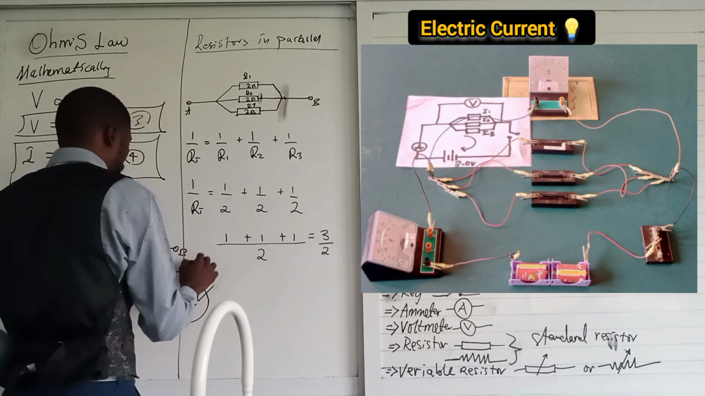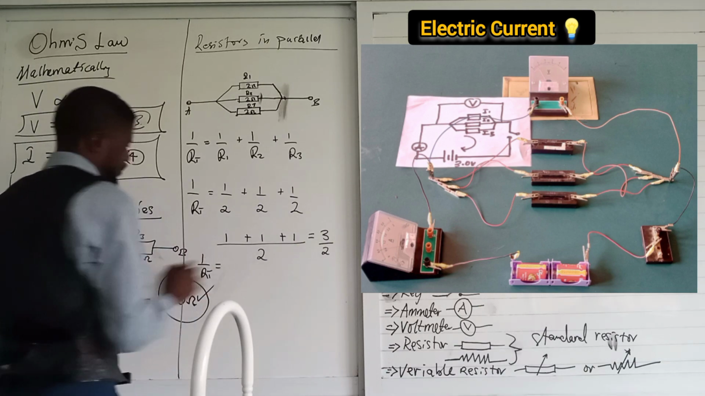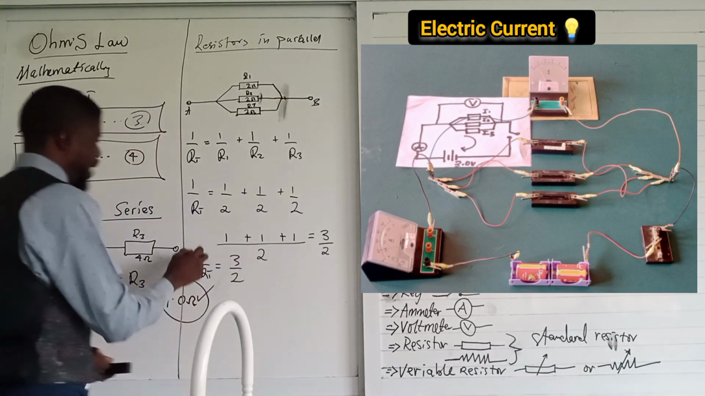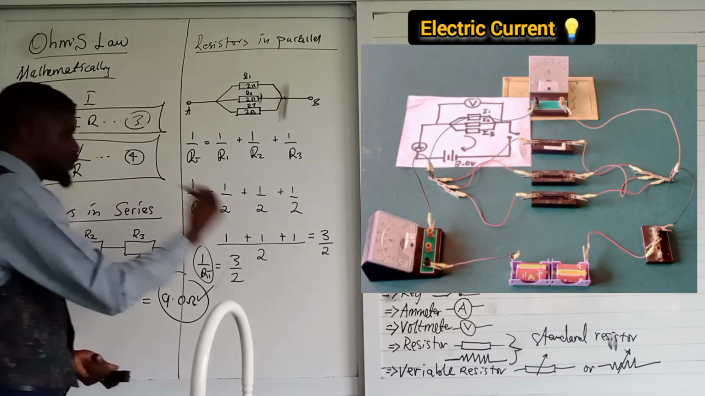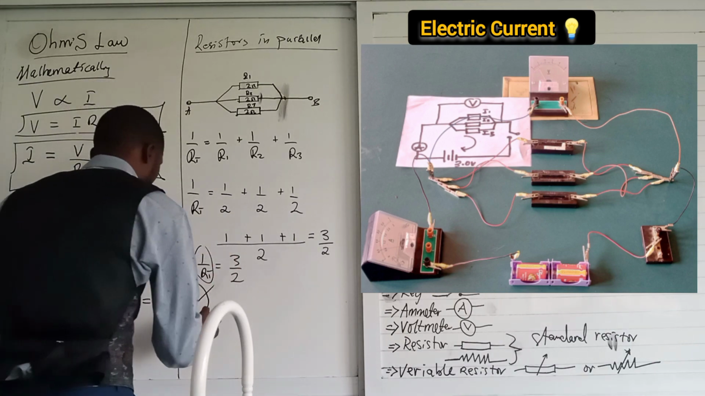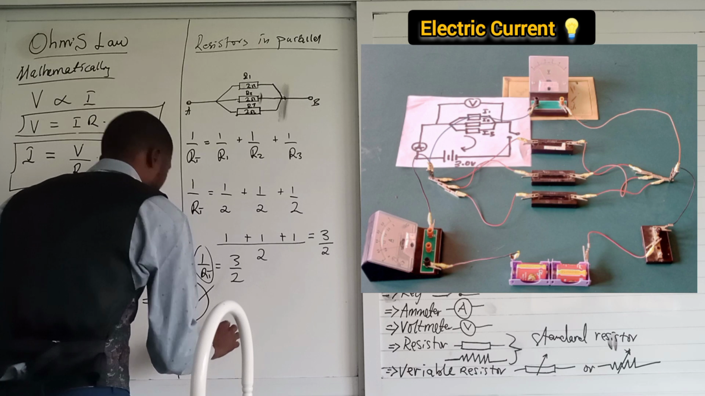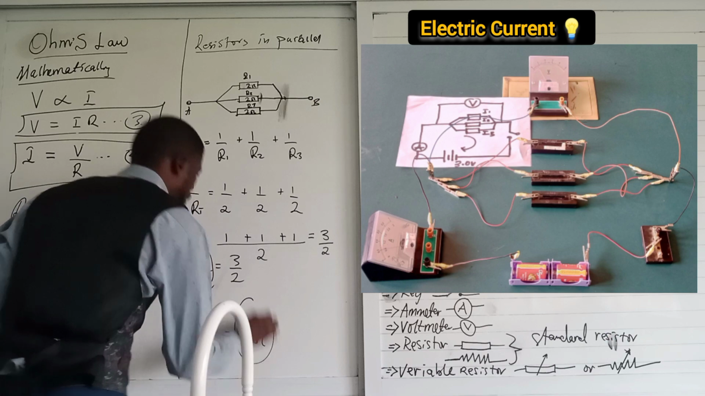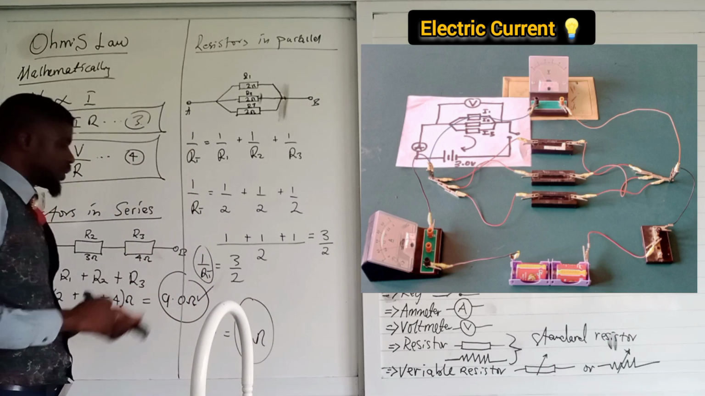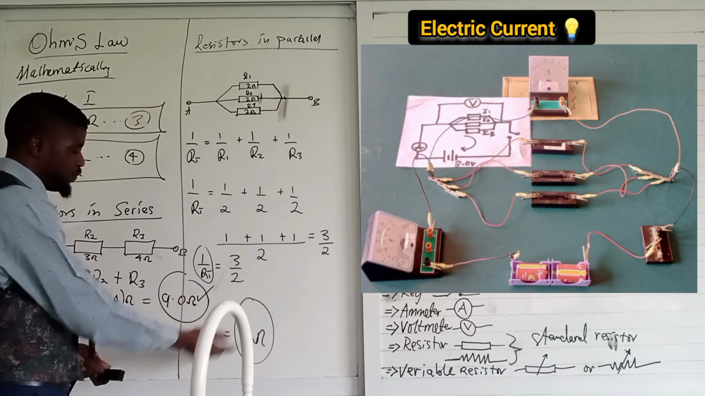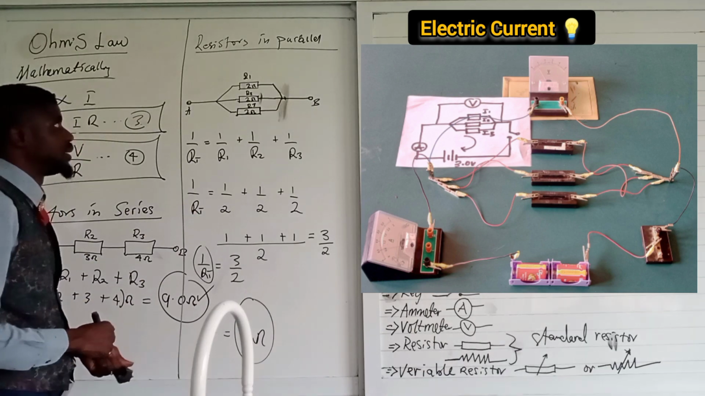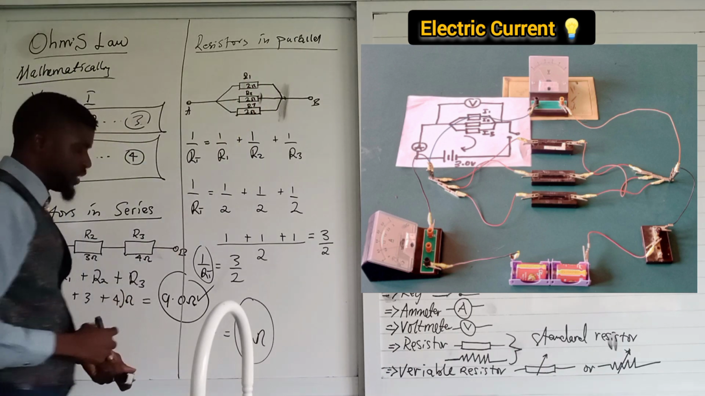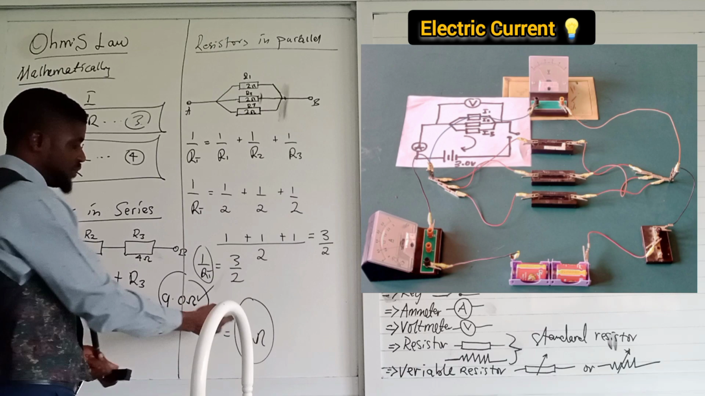But you are having 1 all over R total. 1 all over R total equals 3 all over 2. You aren't looking for this, so you have to reciprocate this, so that R total becomes 2 all over 3 ohm. And this is the value of your resultant resistance in parallel. If this is in series, what you're going to have here is 2 plus 2 plus 2, and that is 6 ohm. In parallel, you have this.